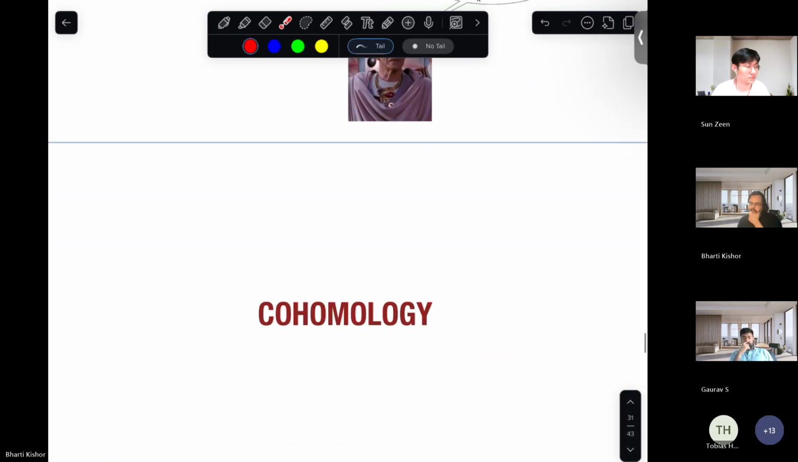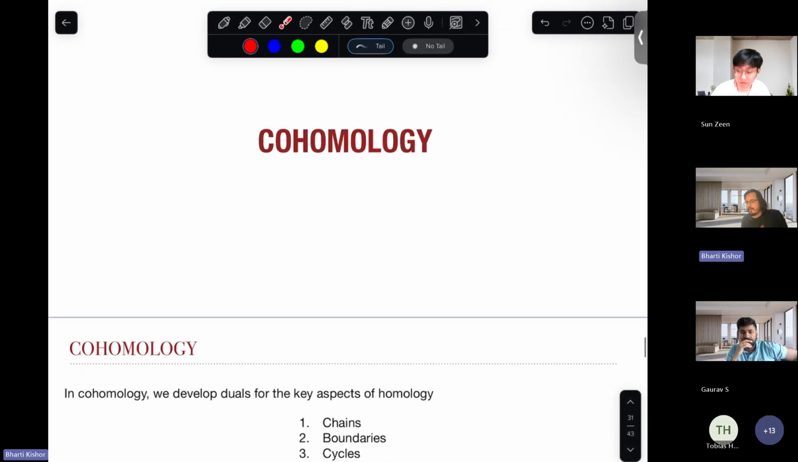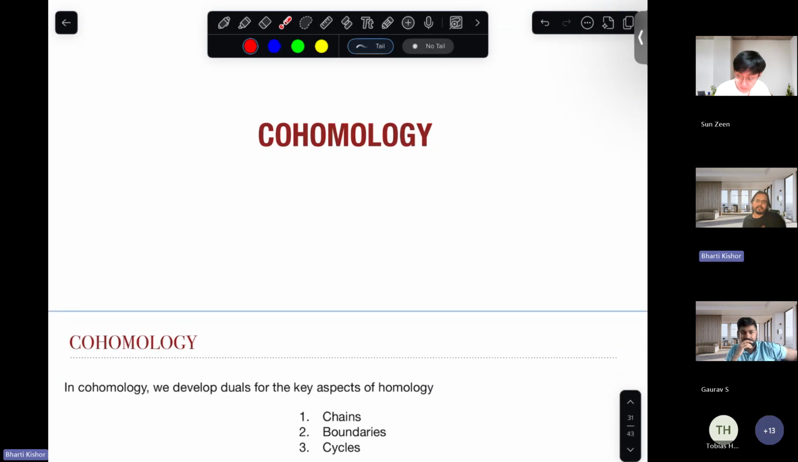Okay. I tried to keep it as non-technical as possible, but all the concepts which are needed to understand topological quantum codes are here from the homology side, and maybe this gave you some feeling. Now we will look at cohomology. So bear with me for some time, and I believe it will be useful.